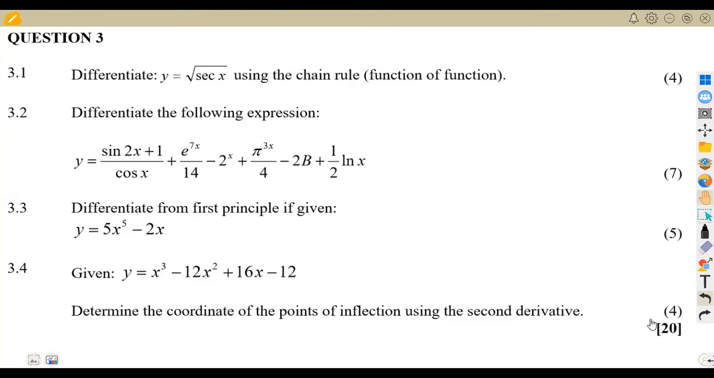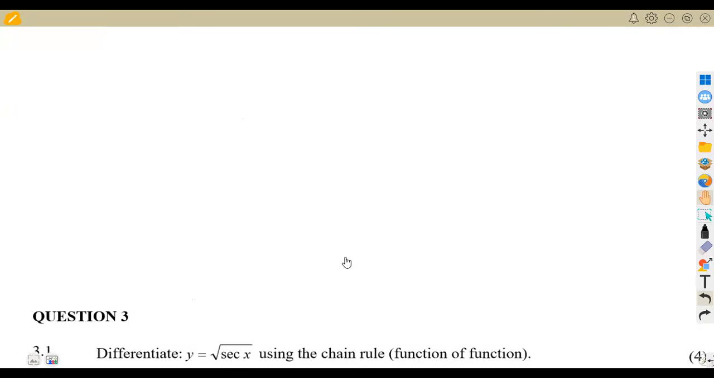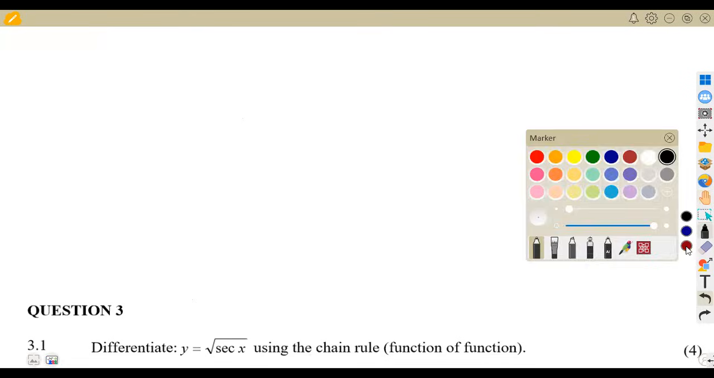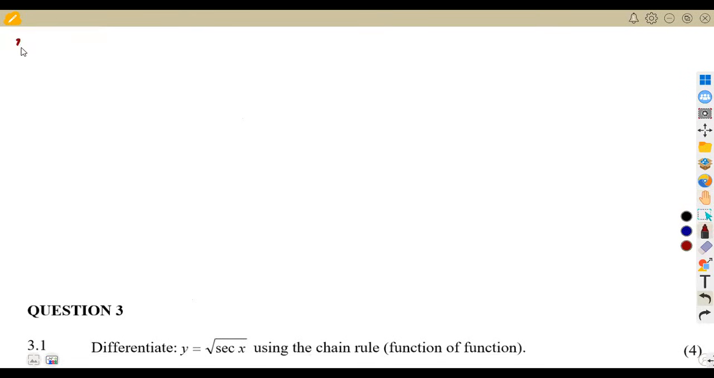As you can see, that is 20 marks everything here. All right, so 3.1, we are given: differentiate y is equal to the square root of sec x, and we are given this using the chain rule or function of a function. That is the same method as the chain rule. Let us see our question here. I'm just going to rewrite our question. We are given that y is equal to the square root of sec x.